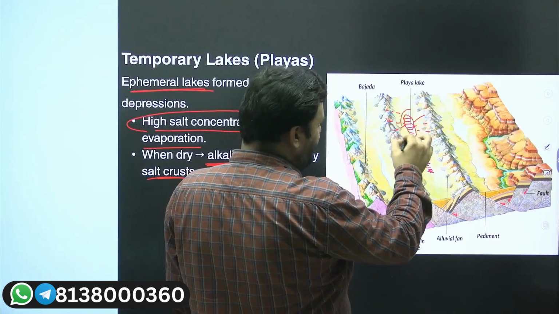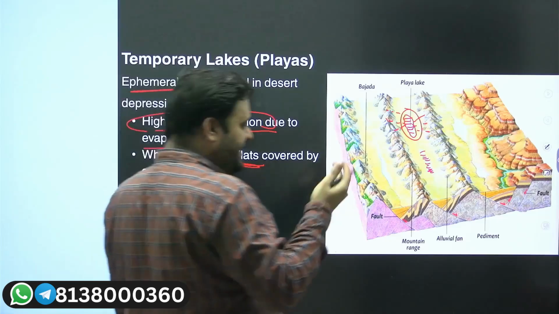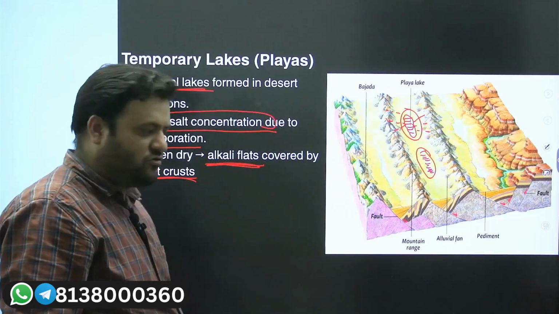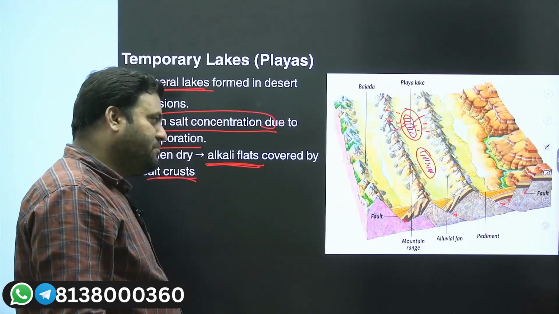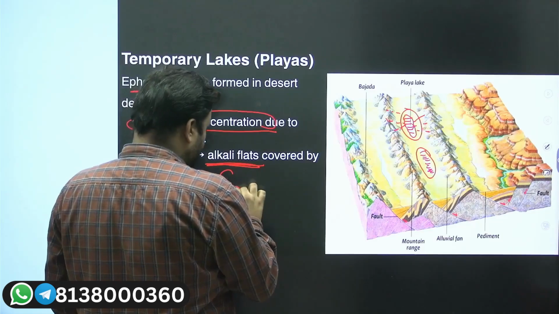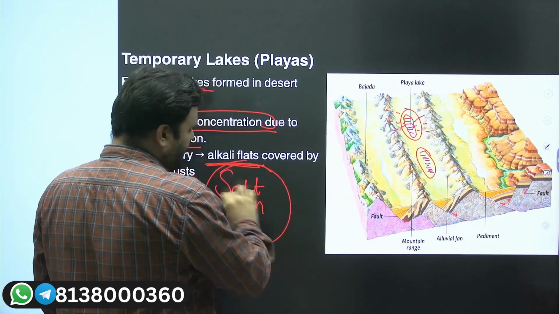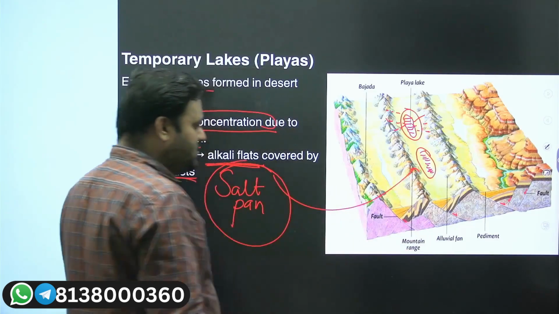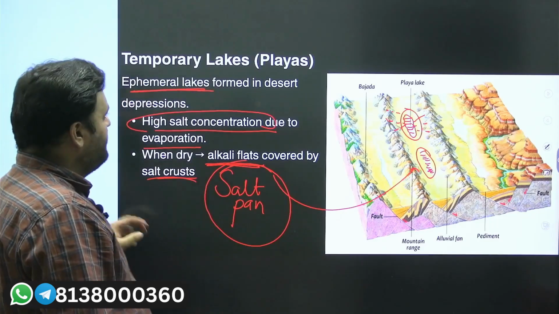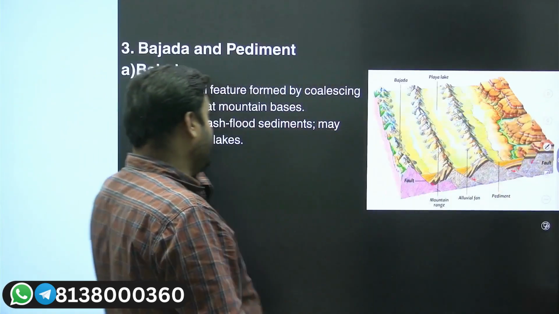So Playa, when the rain is not there, will be called what? That will be called salt pan. Salt pan, you can say. Okay, so we have this Playa. Obviously, it's a seasonal one.